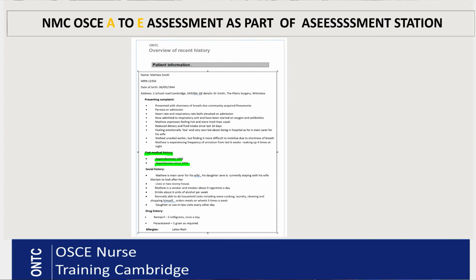So you do need to look at your patient's medical history. For that, you are already given the patient overview history form. Just go to that, read the medical history and look: is there any condition which will put your patient at risk of developing sepsis? So that completes our A to E assessment. Make sure you do it very comprehensively.